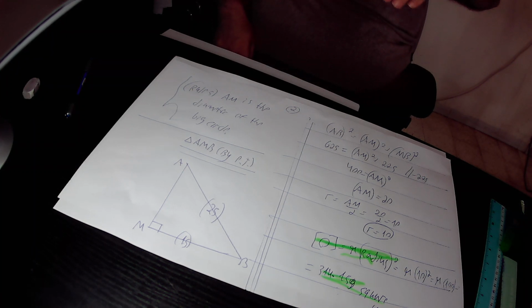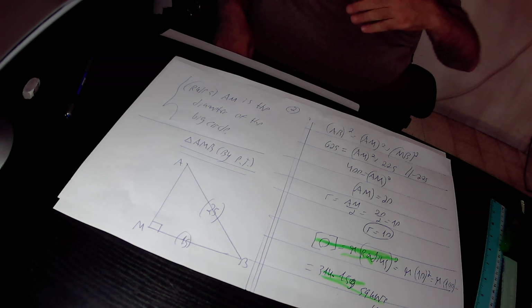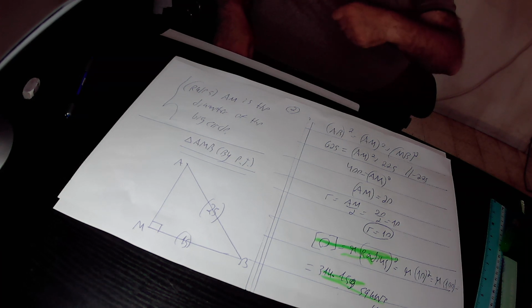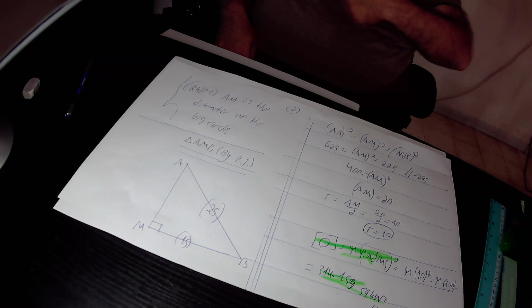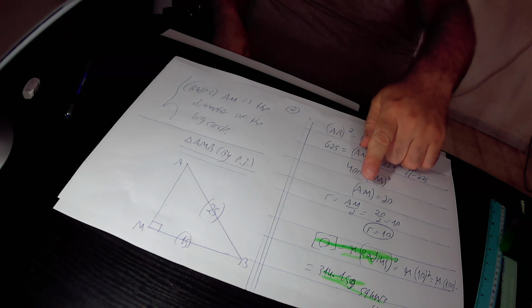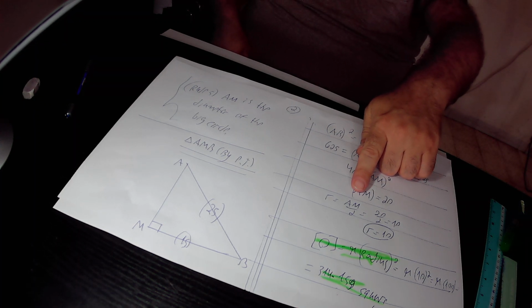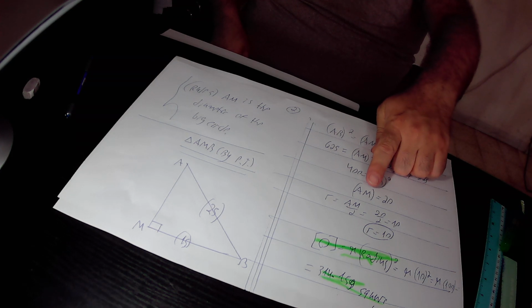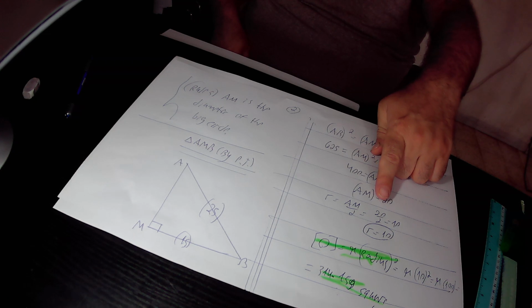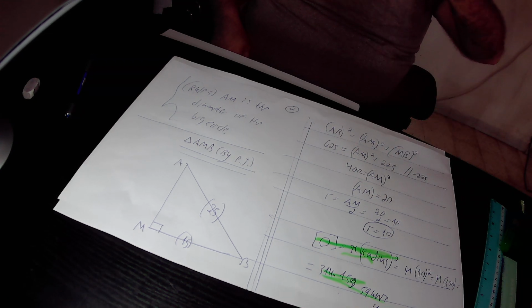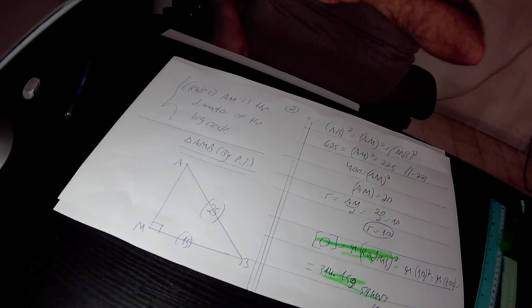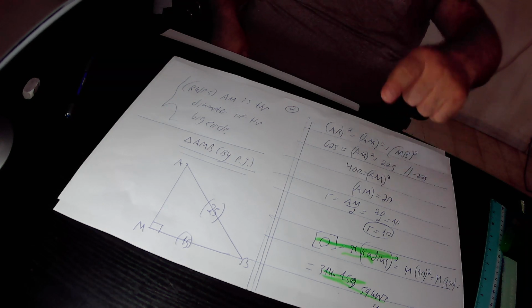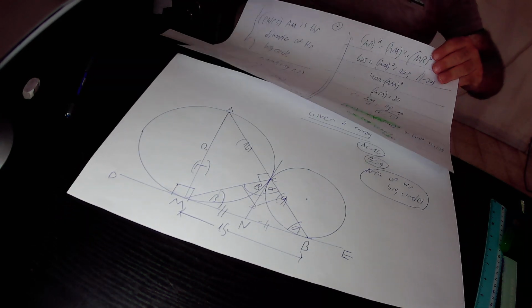AM is the diameter of the big circle. So the diameter of the big circle equals 20 units in its length, and therefore the radius of the big circle R must be equal to half of it. That is to say, the radius R must be equal to the diameter AM over 2. The diameter AM is 20, so the radius must be equal to 20 over 2. 20 over 2 is 10. So in total we find that the radius of the big circle is equal to 10 units in its length. Our mission is to find the area of this big circle.